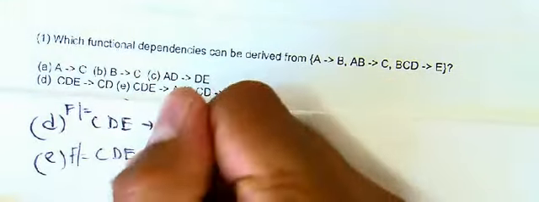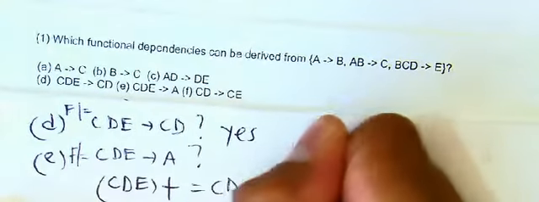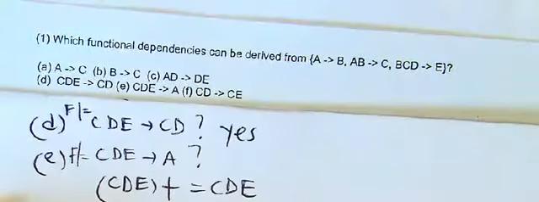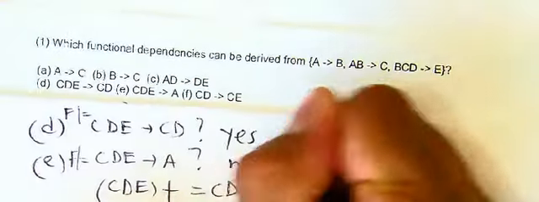Now for E, we got that CDE from F. Can that imply this? So then we need CDE plus, and this is CDE, and there is nothing else that we can derive from there. Then here the answer is no.